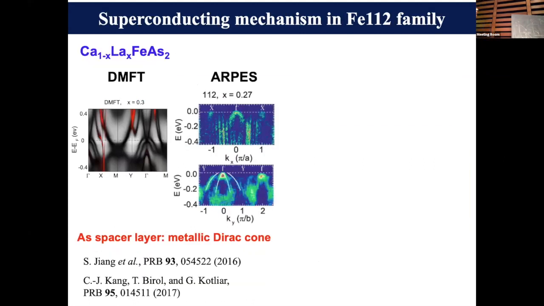And we did the DMFT calculation and found that the arsenic spacer layer showed a metallic Dirac cone-like dispersion near the Fermi level. So this behavior was confirmed by the ARPES measurement. So both theory and experiment match each other quite well.